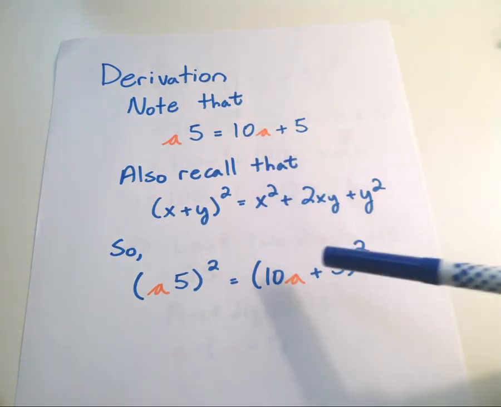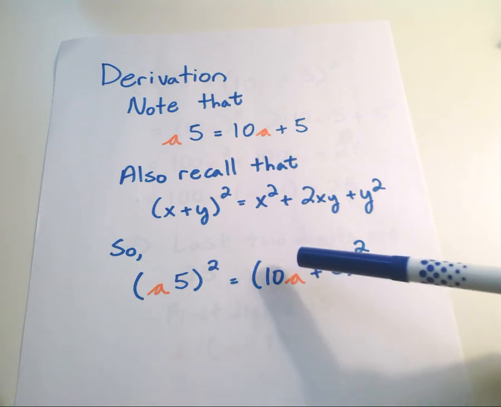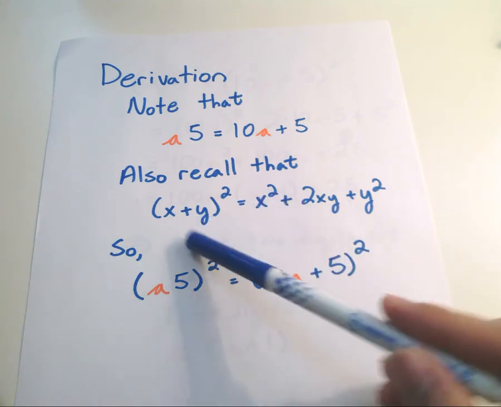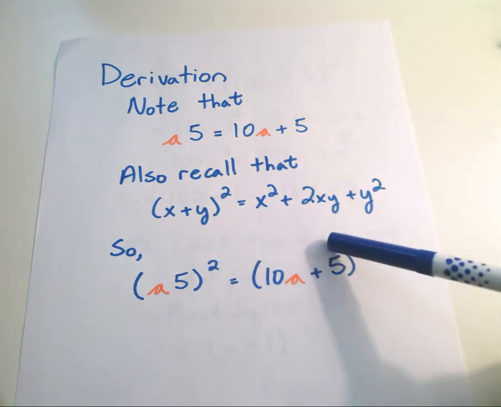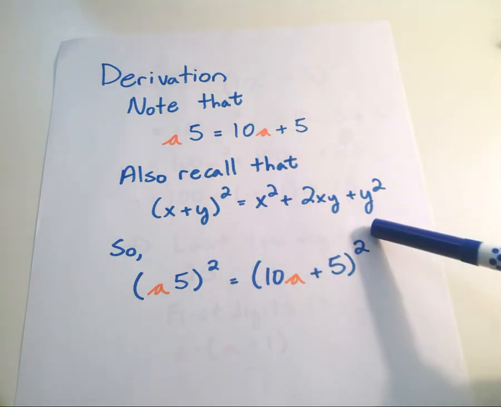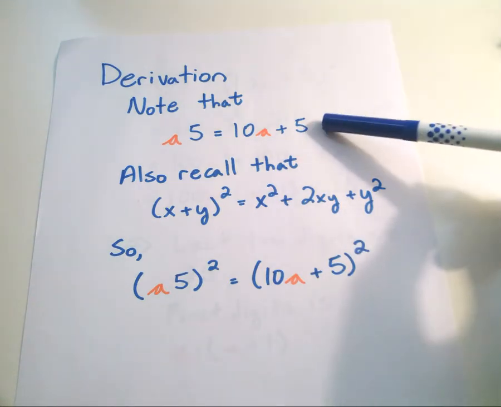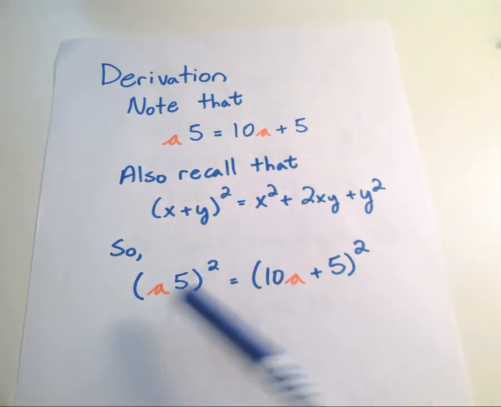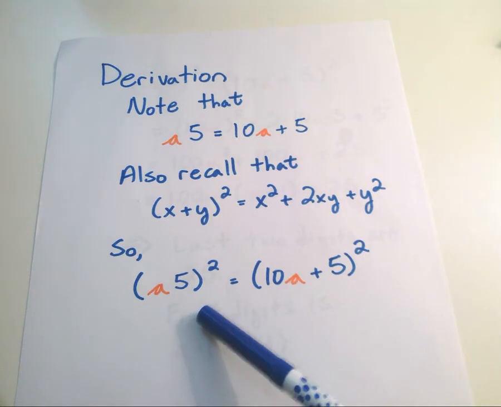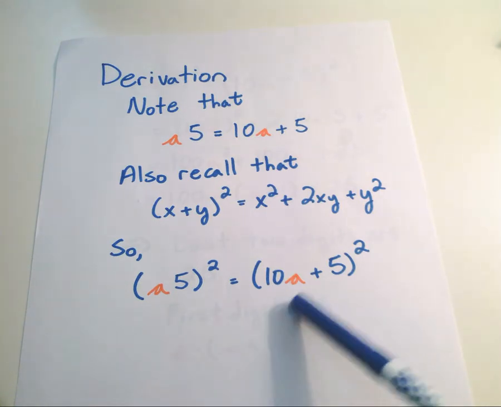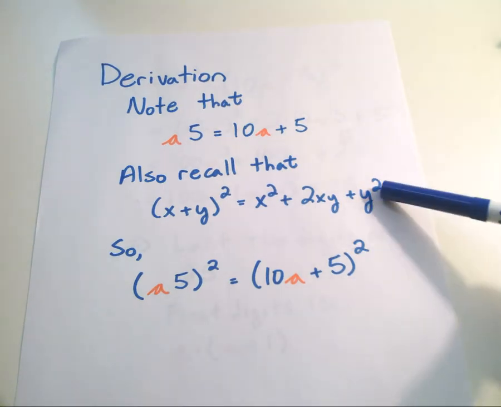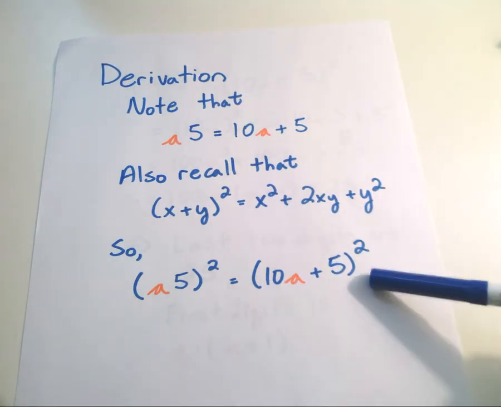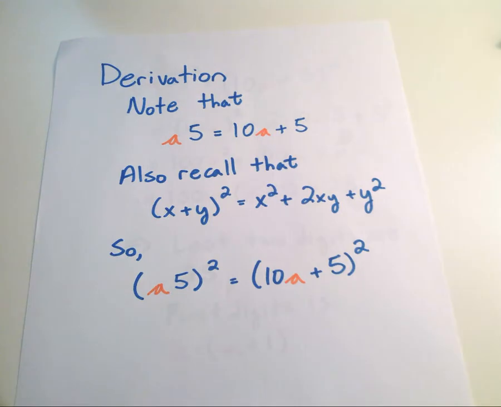Also recall, perhaps from pre-algebra or algebra class, that x plus y, the whole thing squared, is x squared plus 2xy plus y squared. Using this above rule, we can rewrite a5 quantity squared as 10a plus 5, the whole thing squared. We can then use this rule to expand this expression, as we will show in the next page.